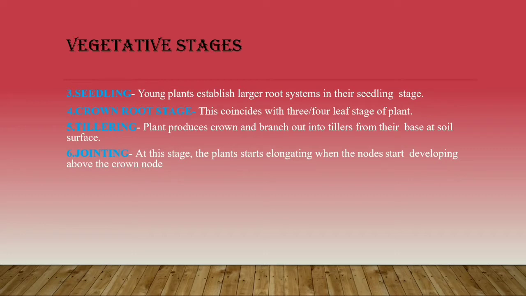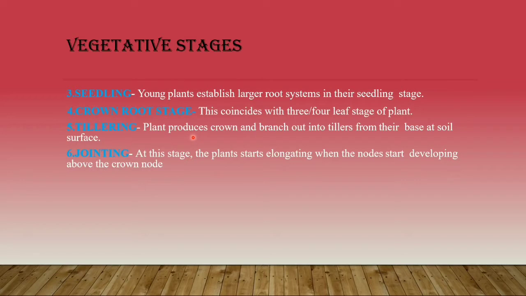Next, coming to the vegetative stages, which include seedling and crown root initiation stage, tillering stage, and jointing stage, where seedling shows young plant establishment and larger root systems in the seedling stage and crown root initiation stage. This coincides with the 3 or 4 leaf stage of the plants.